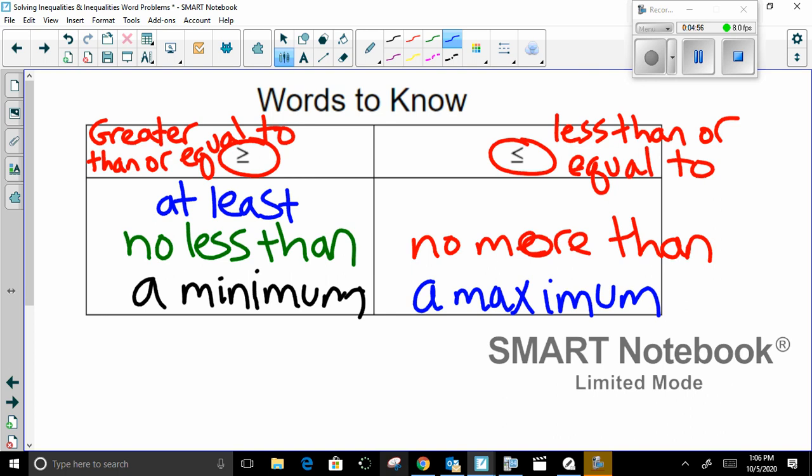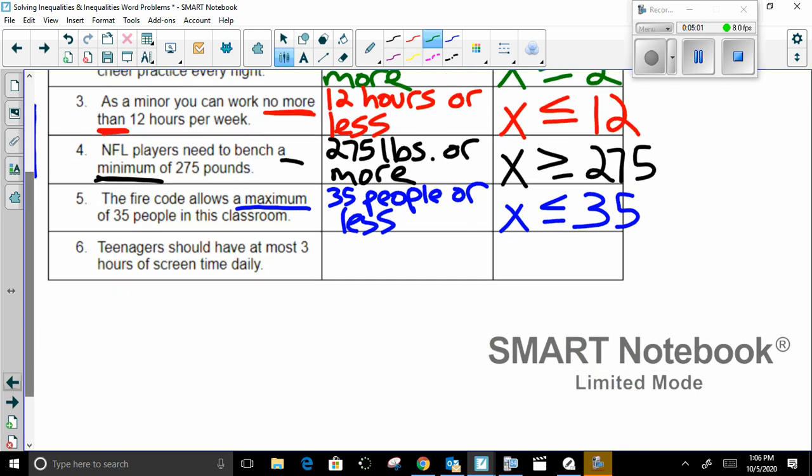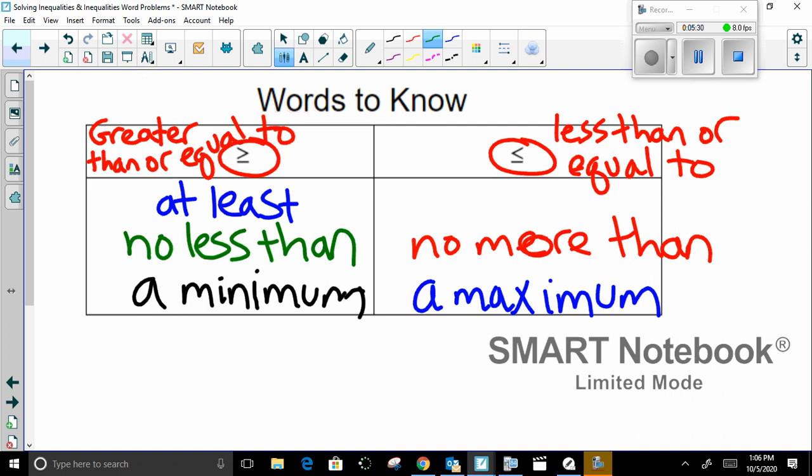Let's see what that very last one is. Teenagers should have at most 3 hours of screen time daily. So what does that mean? That means you can have 3 hours of screen time. The most you can have is 3 hours. So you can have 3 hours or less. So that would be x is less than or equal to 3. So the word at most falls under the less than or equal to.